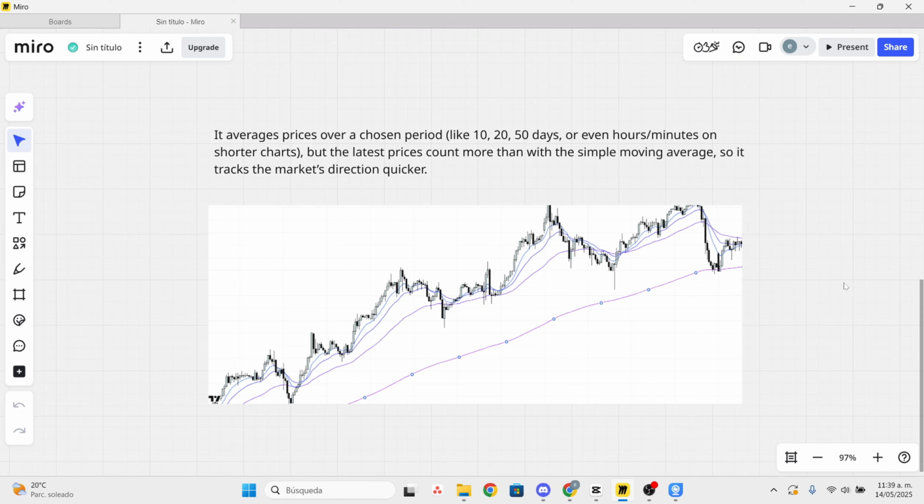So for instance, if we're on the daily chart, the 10 EMA will be the average of the last 10 days. And for example, if we are on the 1 hour, if we choose the 200 EMA, it will be the average of the last 200 hours. The same as if we're looking at the 10 EMA on the hourly, it will be the last 10 hours.